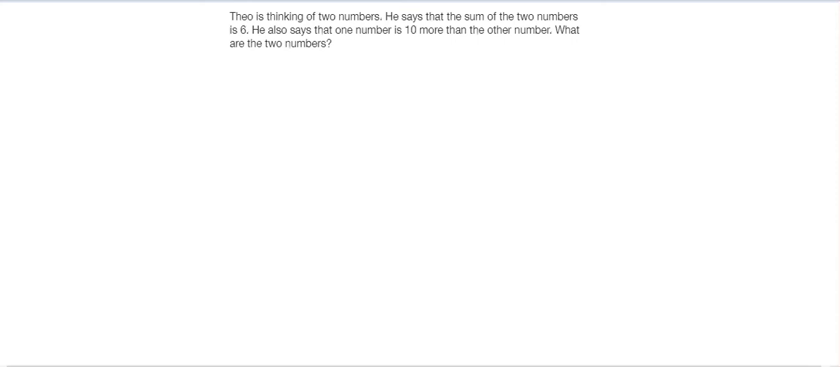Lesson 89, we're solving what's called a system of equations, or sometimes it's called simultaneous equations. A very important skill that you'll keep honing in future math classes. But here we have our introduction to the system of equations.